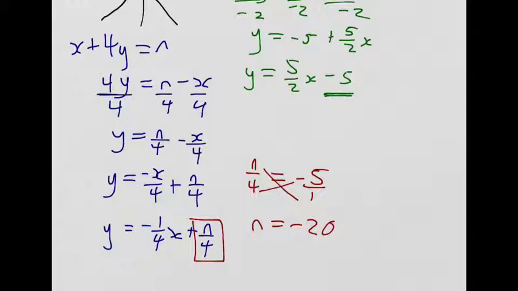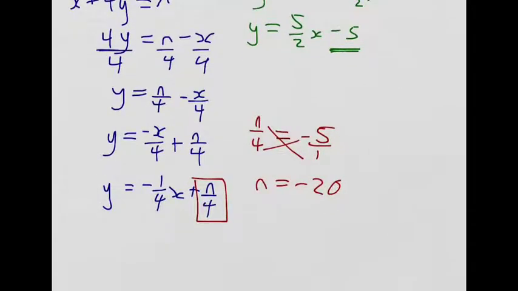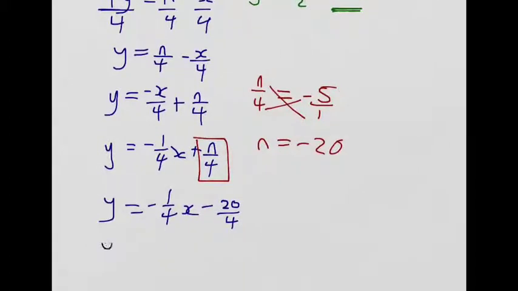Okay? So now I have figured out that obstacle, that block, that prevented me from seeing what the y-intercept was of this line. And I can write the actual equation. So it'd be y equals negative 1 quarter x minus 20 over 4, which becomes negative 5, right? And there we go.